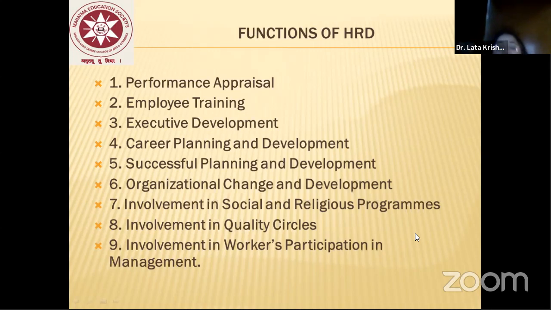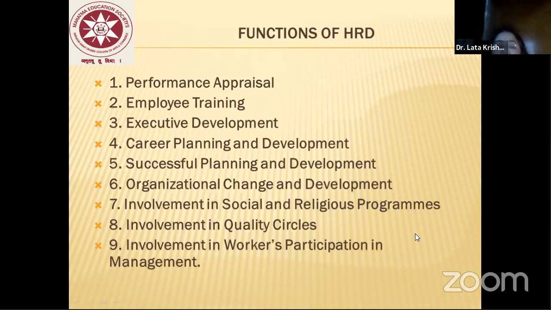Involvement in social and religious programs. As we said, group dynamics. People are working together. They come from different backgrounds. They bring with them strengths and abilities that come from varied thought processes and philosophies that people carry. And respecting all these philosophies, working together, bringing about social harmony is very, very important.